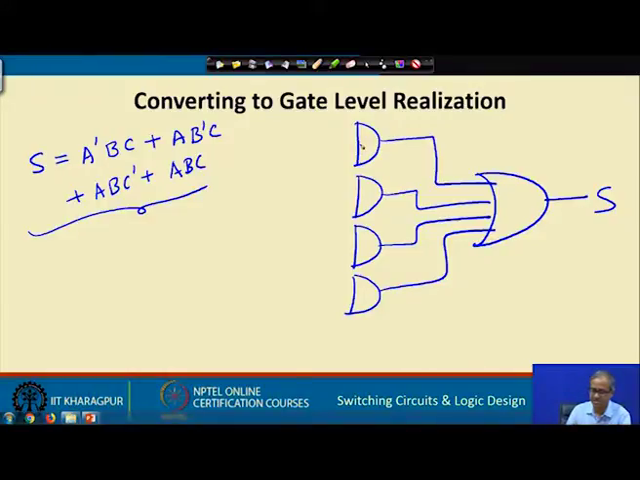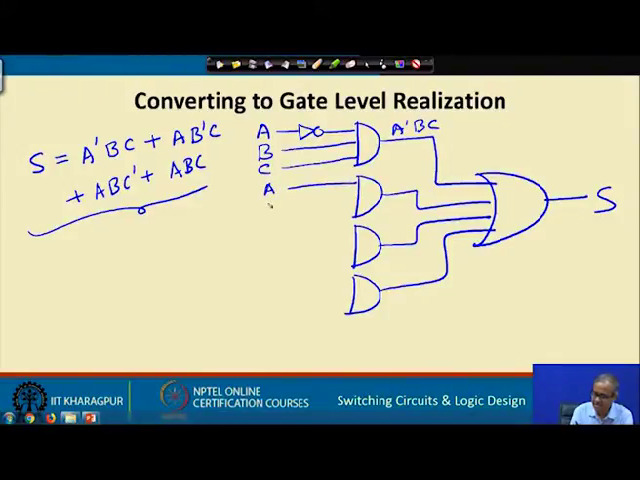Now, let us look at the individual AND gates. First one is having A bar B C. So, I have a variable A, I use a NOT, A bar, B I connect straight, C I connect straight. So, this output will be giving A bar B C. Second one is A B bar C. So, I connect A straight away, B bar, C. So, I have here A B bar C.